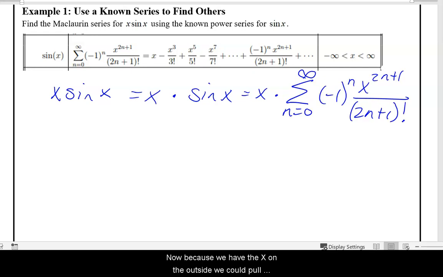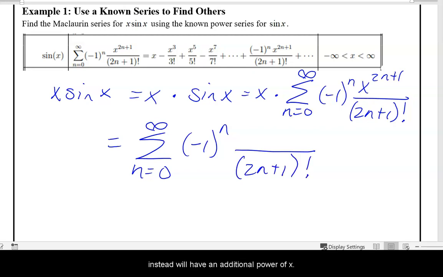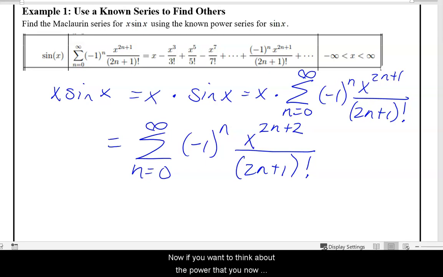Now, because we have the x on the outside, we could pull the x on the inside. It does not depend on the limit or index of summation n, and that means it could come in or out at will. We'll pull it on the inside, and that will give us the sum from n equals 0 to infinity of -1 to the nth power, giving us that alternating behavior. The denominator will not change, but now the numerator instead will have an additional power of x, which is 2n plus 2.